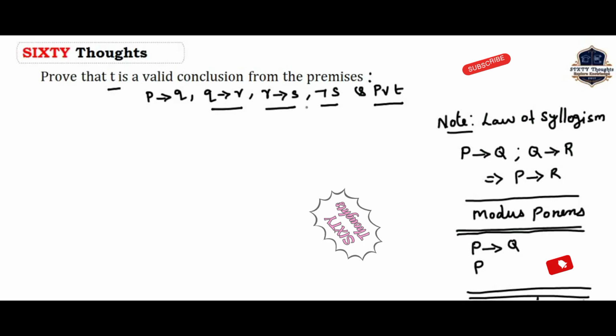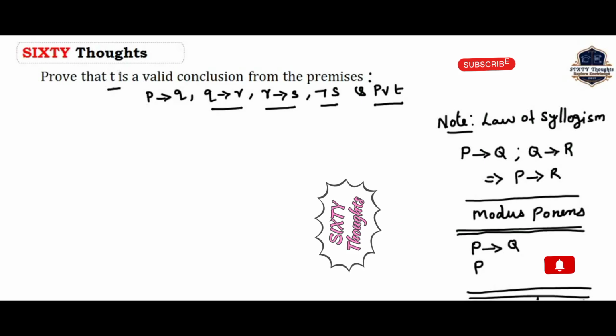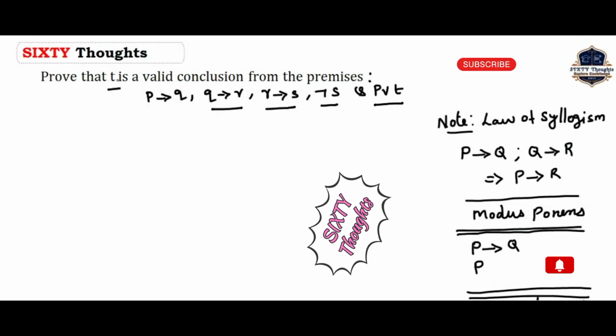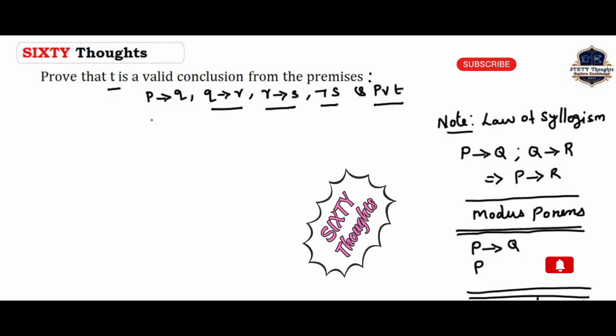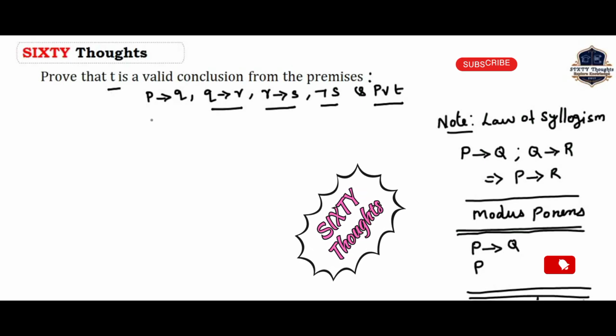So what is the given problem? Using these given premises, we are going to prove the conclusion statement. What is the conclusion statement? T. Which means using these premises, in the final answer we need to prove only T. Once we get T, our problem is over.